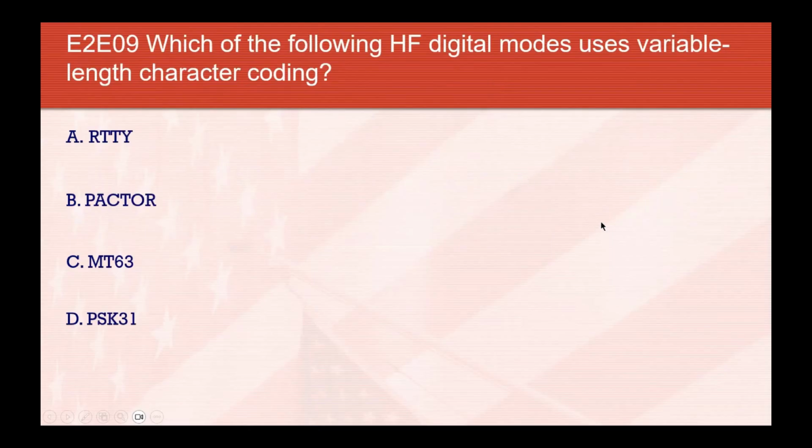Which of the following HF digital modes uses variable length character encoding? That's the PSK31. You'll recall the PSK31 allows us to actually carry on conversations, keyboard to keyboard, as we call it, digital conversations. It uses variable lengths of the characters, much like Morse code does. As you'll recall, Morse code letter E is a dit. Morse code letter H is four dits, four dots. And so we see those characters that are most commonly used given shorter lengths. The same is true with PSK31.